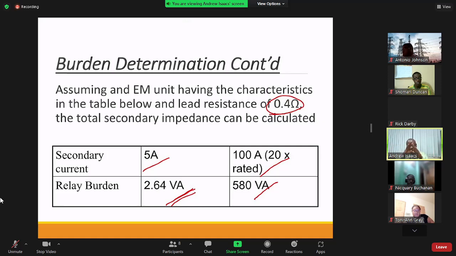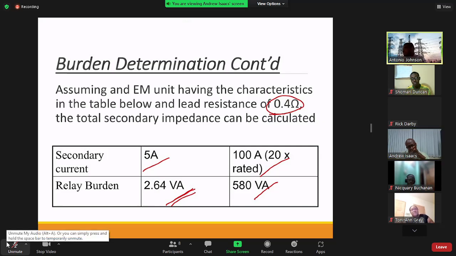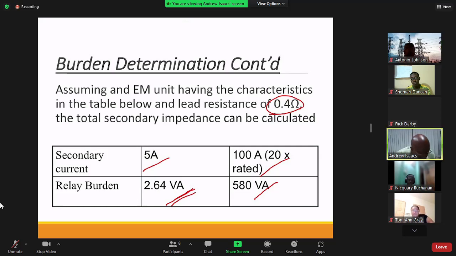Let me pause because I know I'm going a little quickly. Are you following? If you're not, please tell me. I'm a bit confused, sir. I'm a bit confused about the 580 volt amperes. I know you said it's not linear, but I just don't know where this value is going to come from.